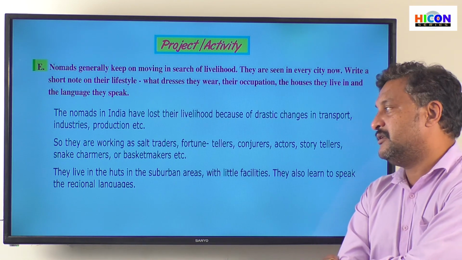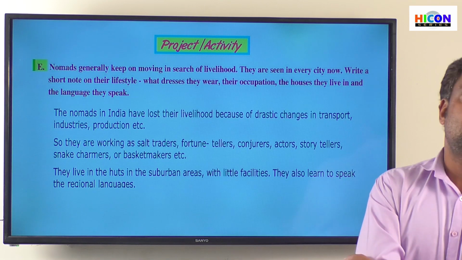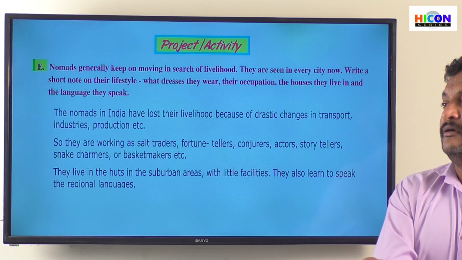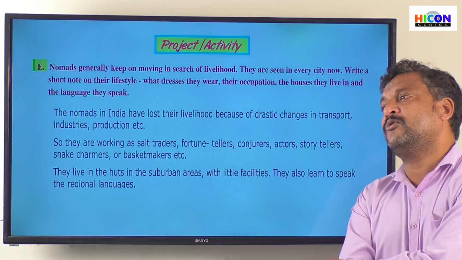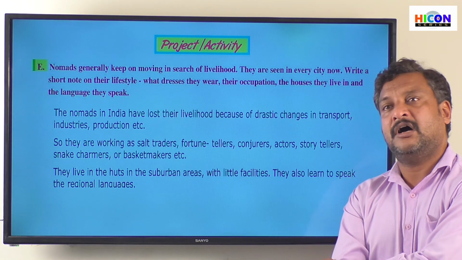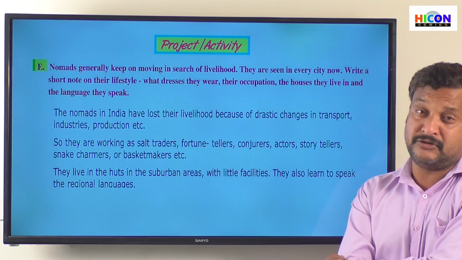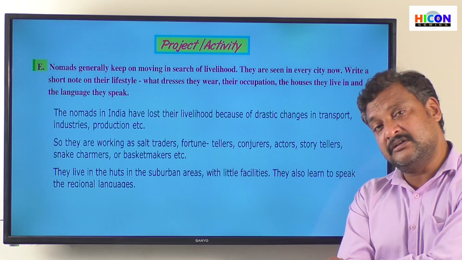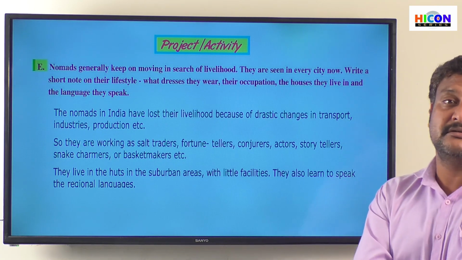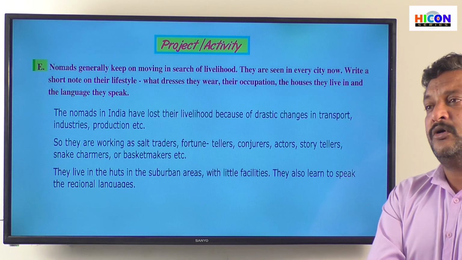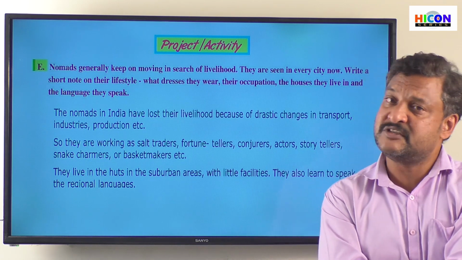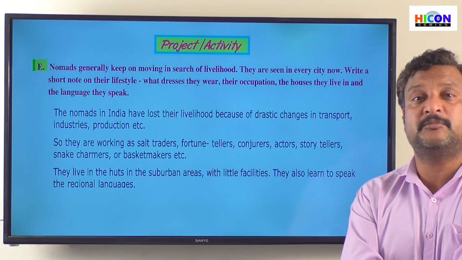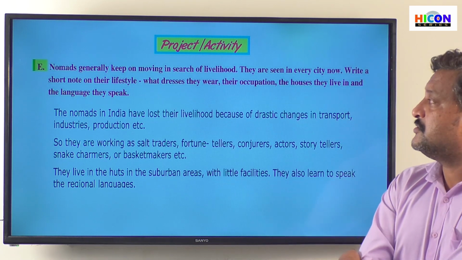They also learn to speak the regional languages. So in addition to the languages that they know, like Rajasthani or Hindi, they now learn different regional languages also. So there is a group who are roaming around in Andhra Pradesh now. So now they learn Telugu. Some other group will be in Tamil Nadu and they will be learning Tamil, right? So, based on the region where they roam around for a livelihood, they learn to speak the regional language of that particular region also, right? So, that is the answer.